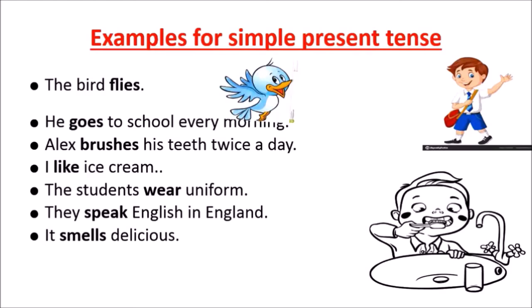Look at the next one. He goes to school every morning. Look at the picture. A boy is going to school. So going to school is a regular habit or a daily routine, isn't it? So what do we have to do? He goes to school every morning. So we should add s or es to the verb to make it plural. So that's what we have done there. He goes to school. So go changes to goes. Clear? Yes.